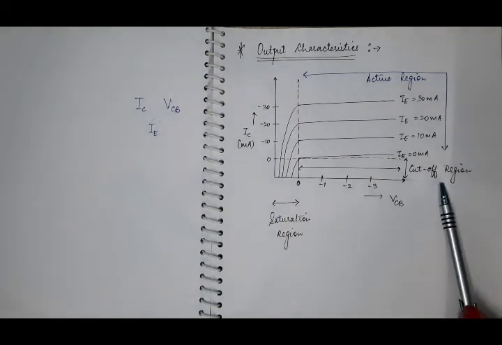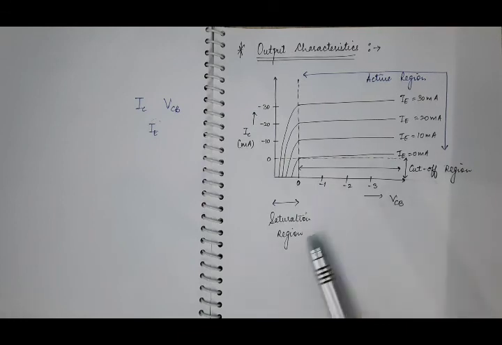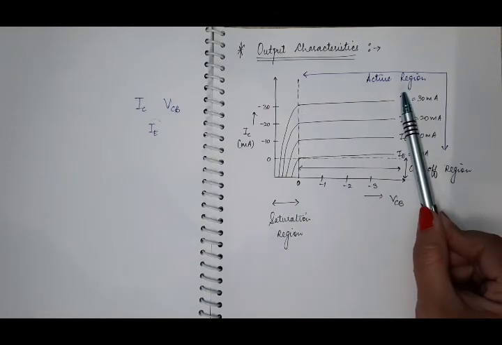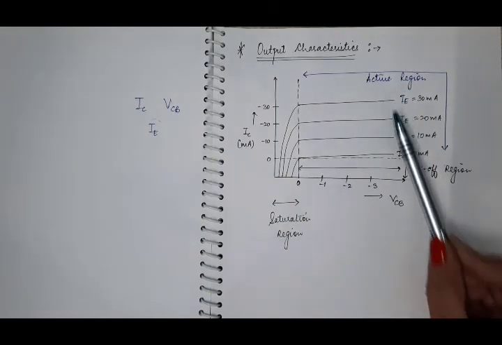So in the cutoff region, both the junctions are reverse biased. In the saturation region, both the junctions are forward biased. And here in the active region, the input junction is forward biased and the output junction is reverse biased.